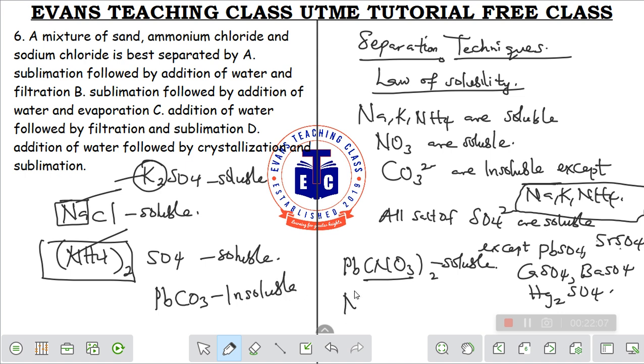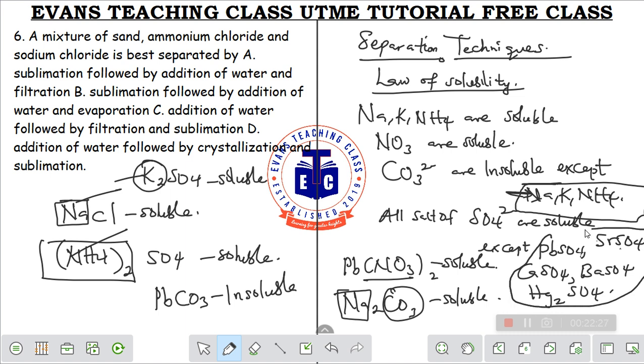But if you have something like Na2CO3, is it soluble? You have seen sodium already. Although we say CO3 is not soluble, we said except those of sodium, potassium, and ammonium. I hope you get what I'm trying to say. So it will be what? Soluble. But these other ones will be insoluble. I hope you get the logic. So these are just what I want to teach you about solubility.